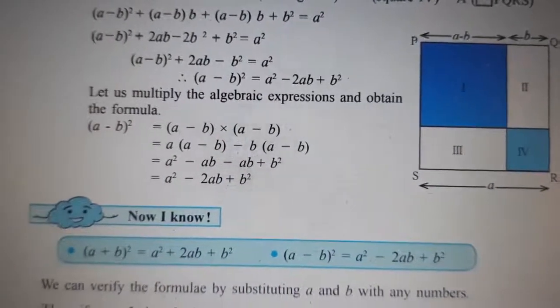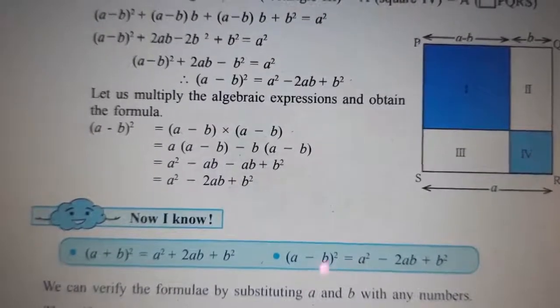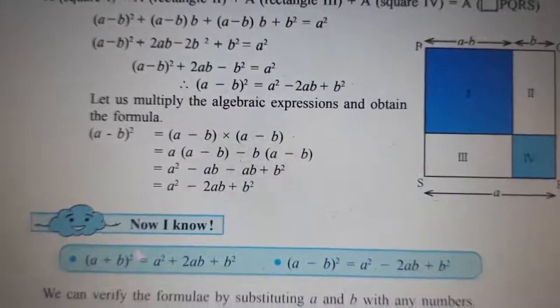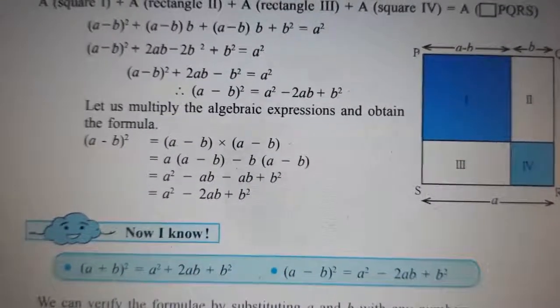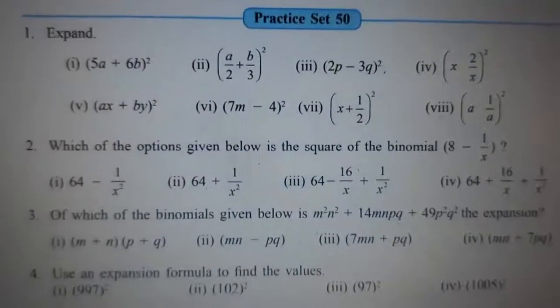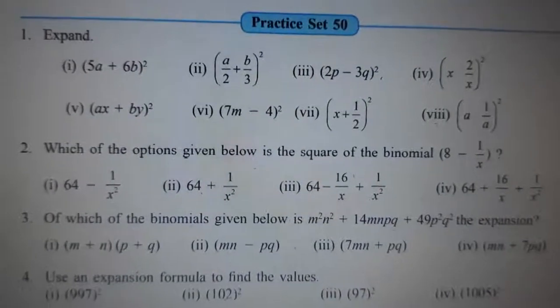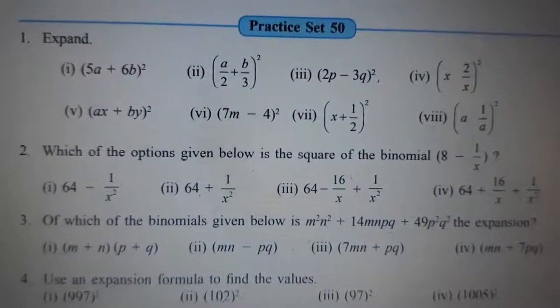Okay, you can also verify the formula by substituting a and b with any numbers. Your a plus b the whole square, you can put 4 plus 5 the whole square. Now we'll go on to solve practice set 50. Expand the first one, 5a plus 6b square.